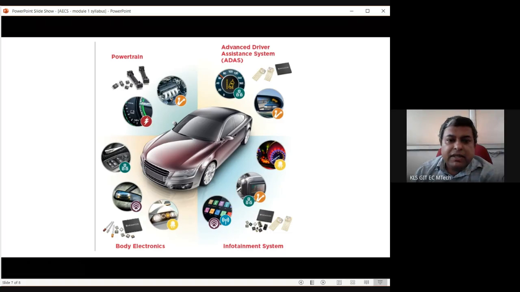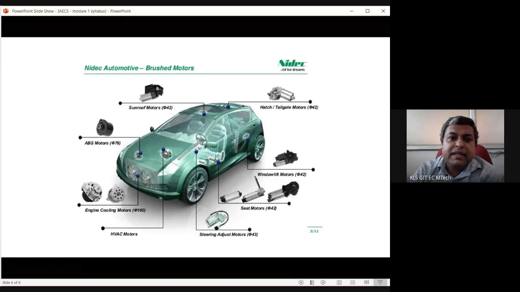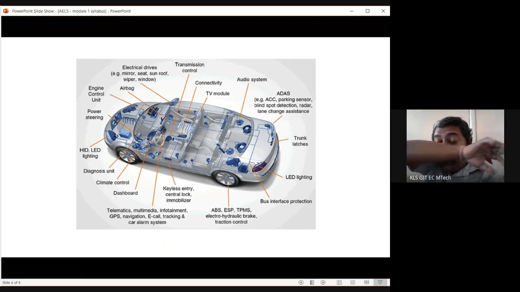Okay. So in ADAS, you will find this thing. Automatically, if it's very dark all around the car, the light will glow automatically, and the signaling also will be done automatically. So that is that HID LED lighting.